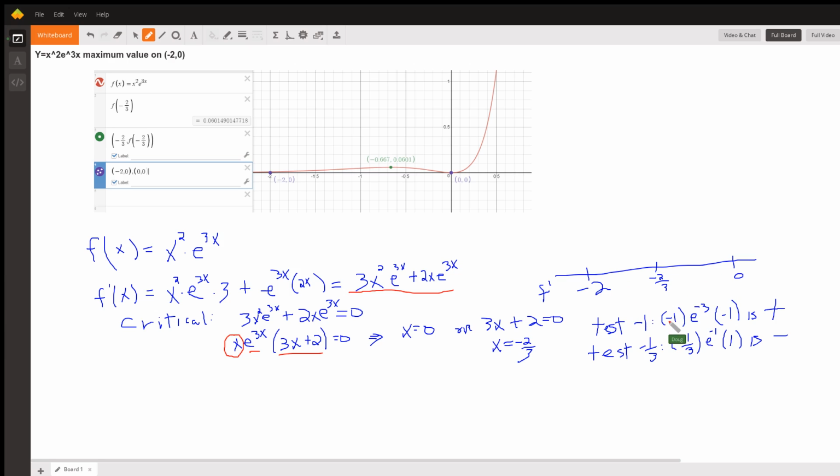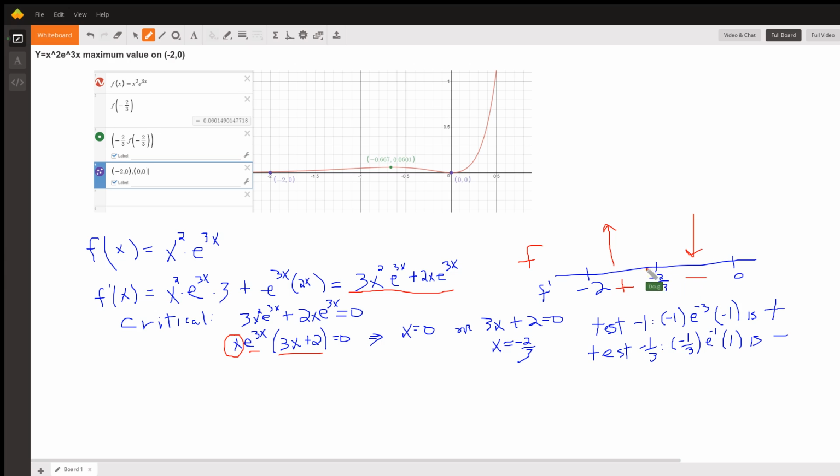Let's test -1. If I put -1 in the first derivative, I see that I get a value that's positive. And that tells us that the original function is increasing because the slopes of tangent lines are positive. And if I test a number in this interval from -2/3 to 0, I see I get a negative number. And that means the original function is decreasing.